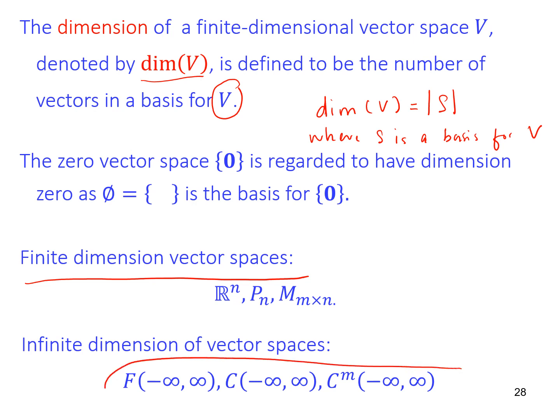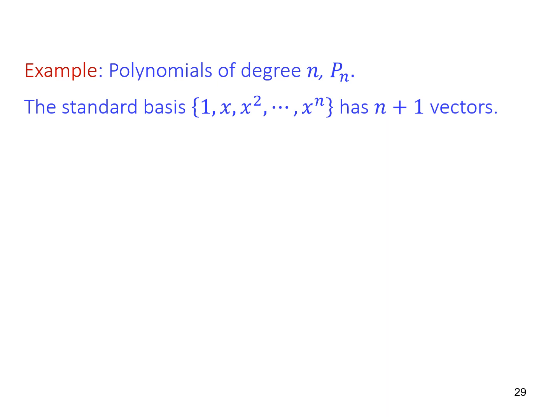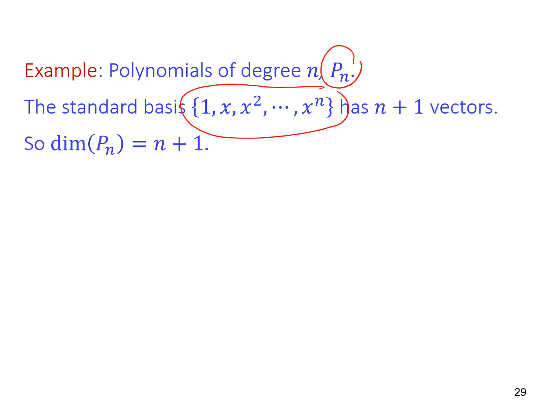These examples are not infinite dimension vector spaces, because the cardinality of their bases is finite. For Pn, where Pn is the collection of all polynomials of degree n, we have seen that this set is the standard basis for Pn, and this set has n plus 1 vectors. Therefore the dimension of Pn is n plus 1.